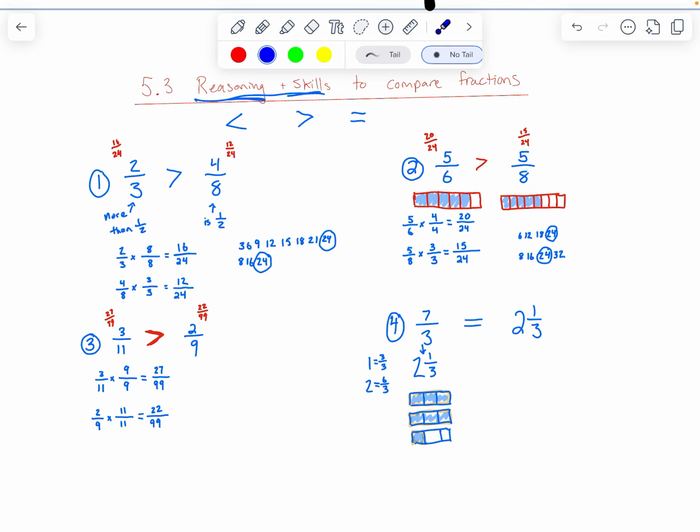Must be bigger. For this, I used benchmarks in my head, but I didn't teach you that because I didn't think most of you were ready for it. And then here, we didn't need much of a skill. We just had to change this improper fraction to a mixed number, and we could tell. So the thing is, thinking helps more than just following a rule. And so, if you want to follow a rule, you can just do these. But thinking can be really beneficial with fractions. If you have any questions, let me know.